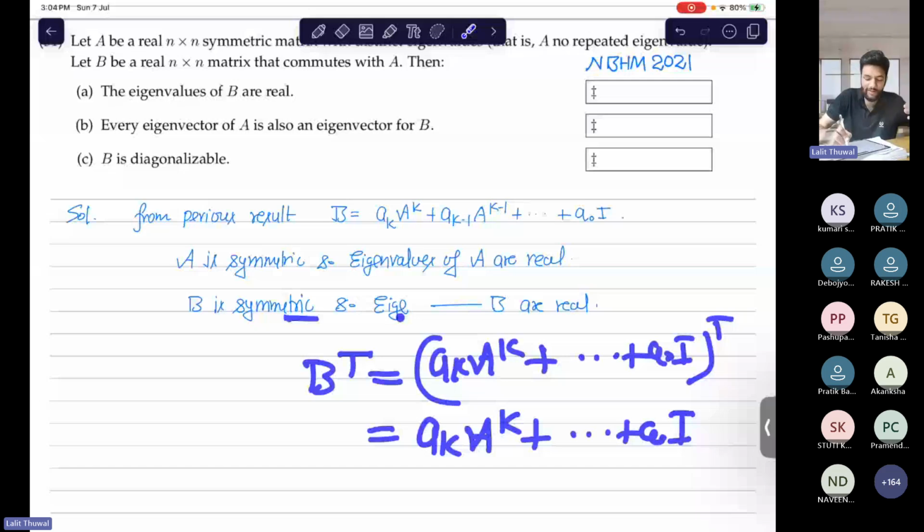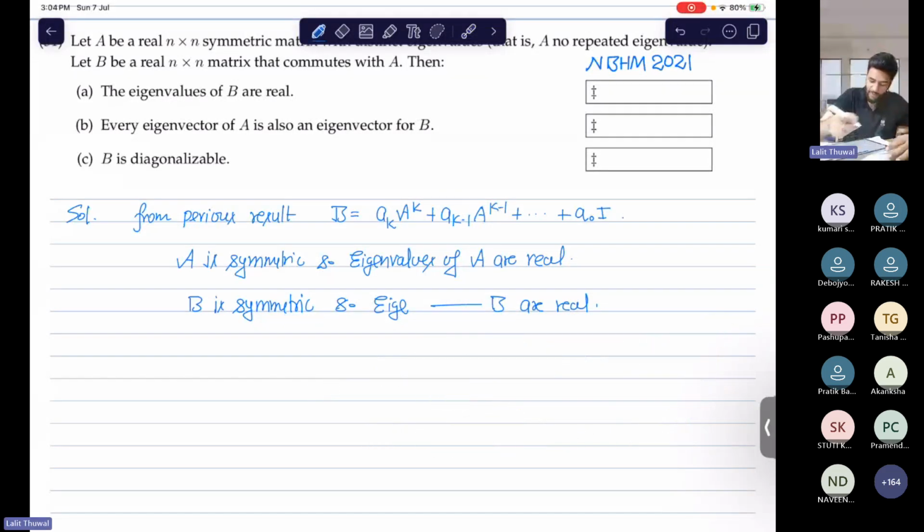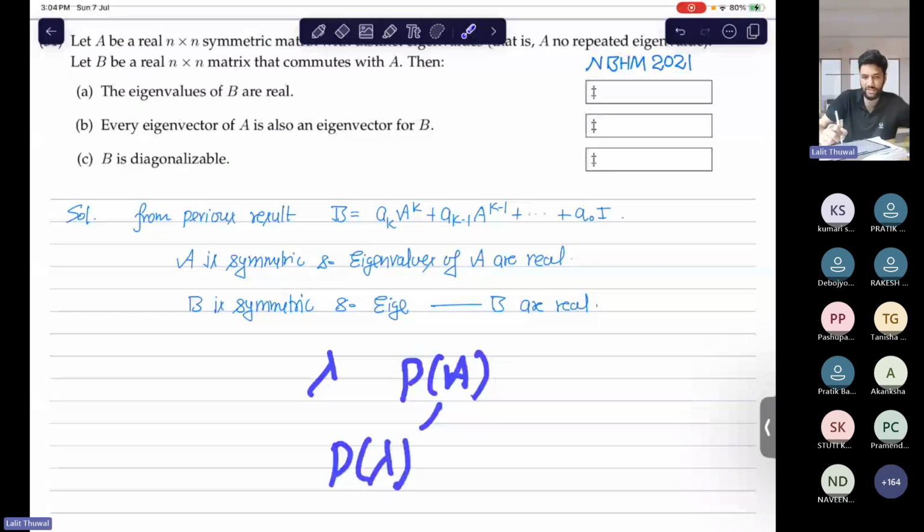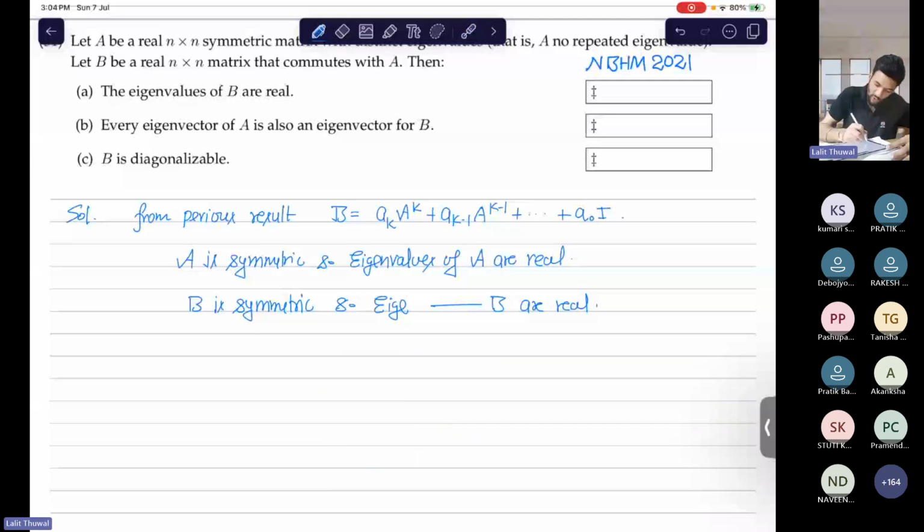Although we can find the eigenvalues directly, because if lambda is an eigenvalue of A, then the eigenvalues of P(A) are just P(lambda), nothing else. This is also a result. So the first option is true.